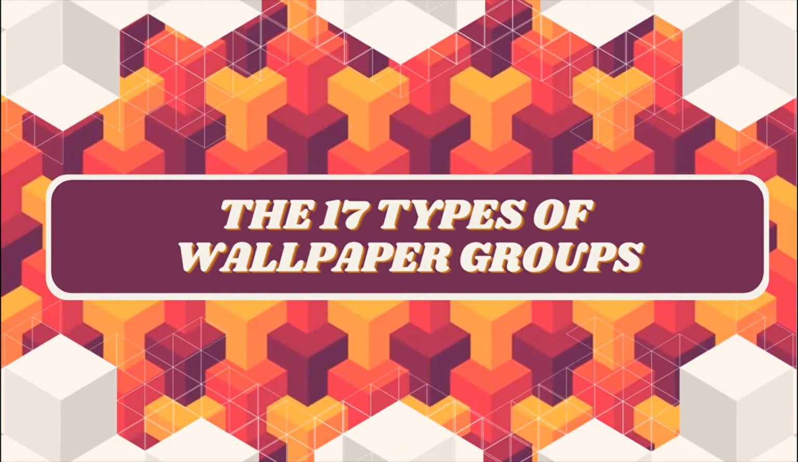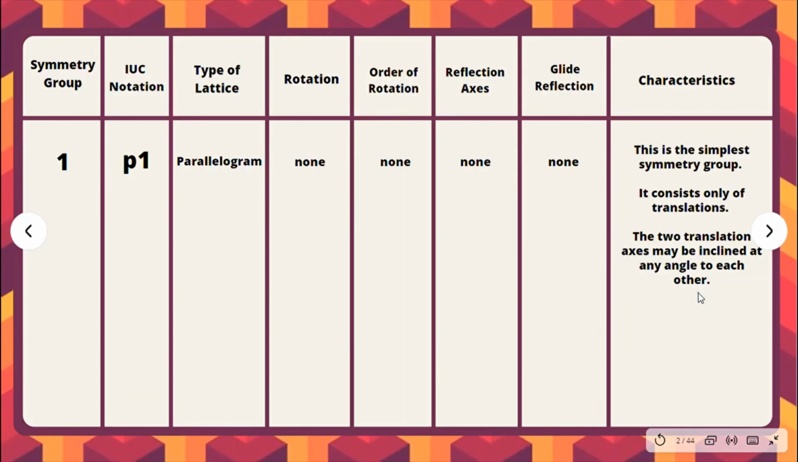Now let us discuss the 17 types of wallpaper groups. First, we have the first symmetry group, which is the P1 notated by the IUC. We have a parallelogram for the type of lattice. For this wallpaper group, we have no rotations, no rotational orders, reflection axes, or glide reflections. As this is the simplest type of symmetry group, it consists only of translations.